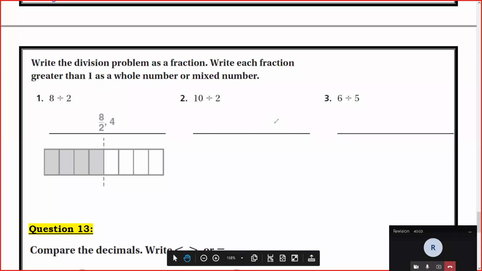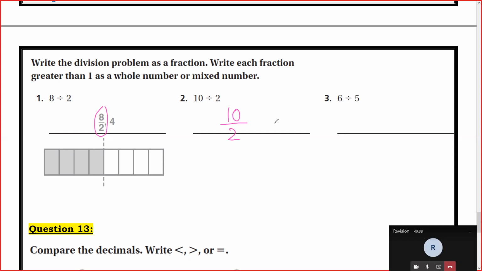Write a division problem as a fraction. I mean here 8 divided by 2, I can write it as 8 over 2. And then write each fraction greater than 1 as a whole number or mixed number. Now they told me first, if you have a number like this, 8 divided by 2, the first step, I want you now, all of them, to write it as a fraction. The first one is 8 over 2. The second one is what? 10 over 2. And the third one is 6 over what? Over 5.